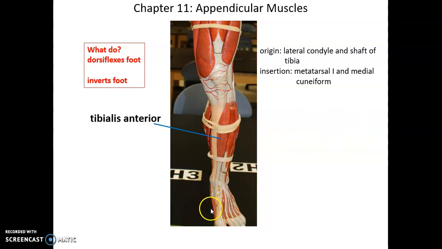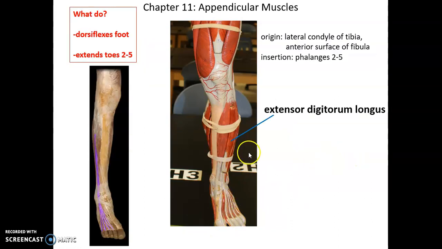So turn the foot so the bottom of the foot is facing medially, that's inverting the foot. Dorsiflex the foot, pull on it so that the top of the foot is going upwards. Then we have extensor digitorum longus. Extensor digitorum longus has its origin in the lateral condyle of the tibia and anterior surface of the fibula. And it inserts into phalanges 2 through 5, so it's going through toes 2 through 5. It can help to dorsiflex the foot and also extend toes 2 through 5.